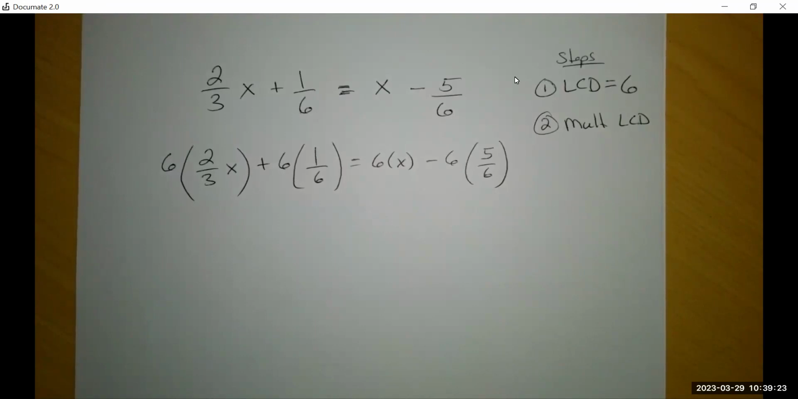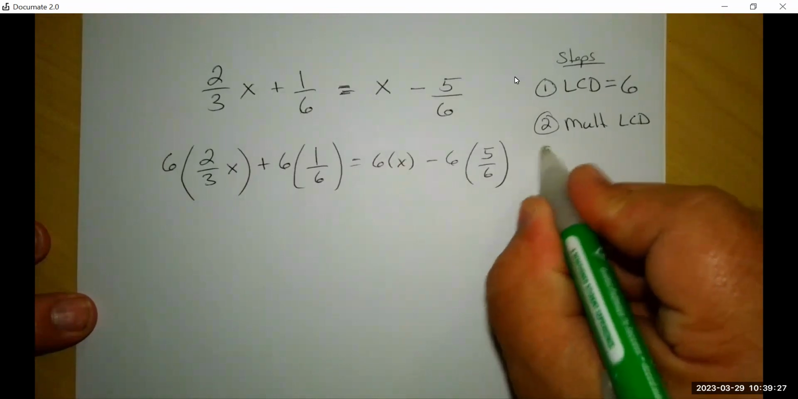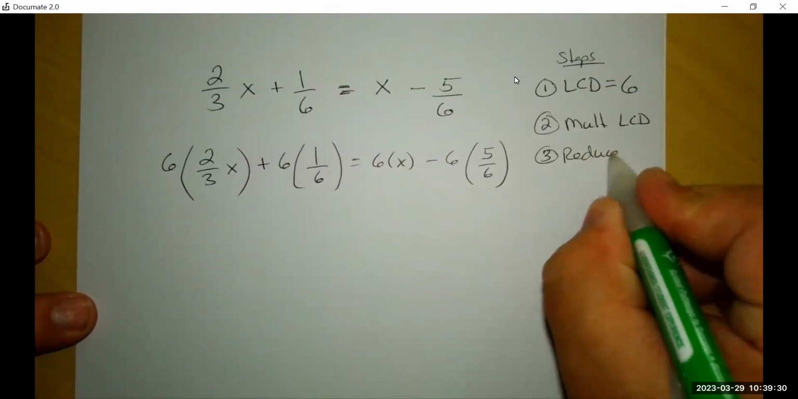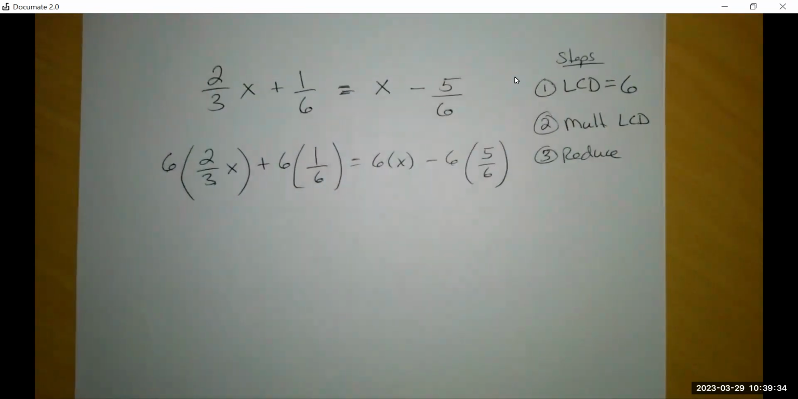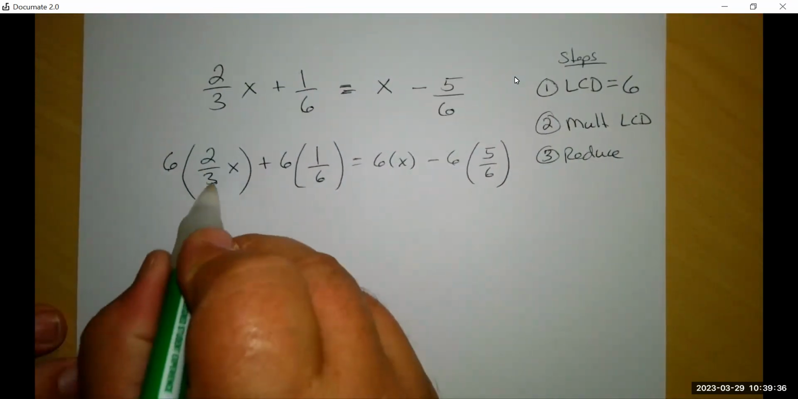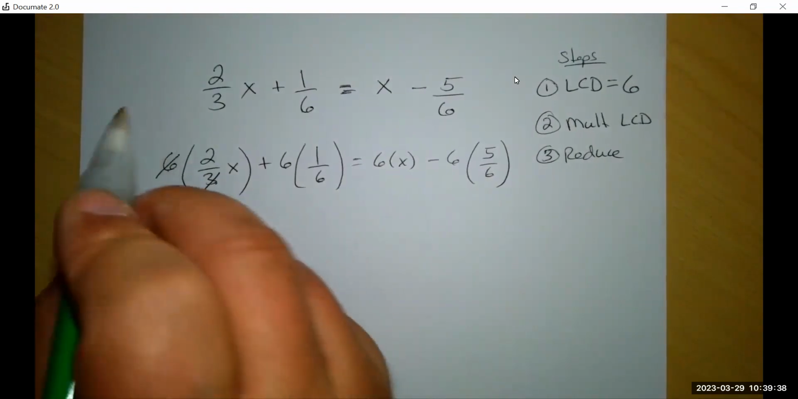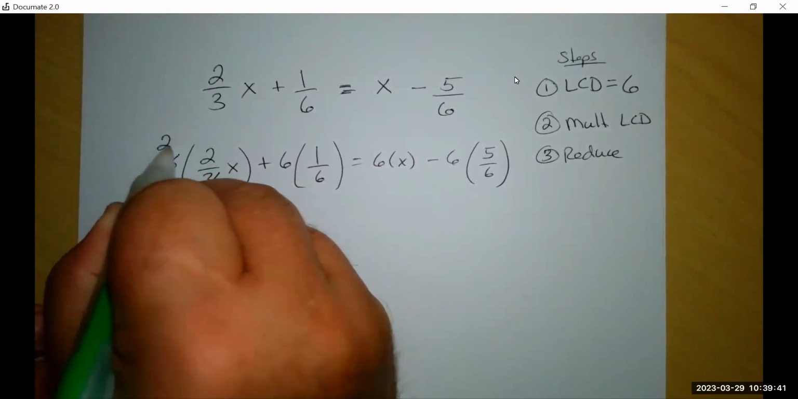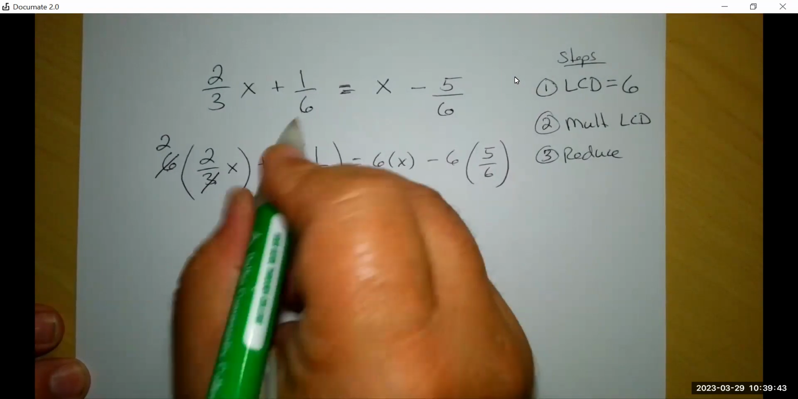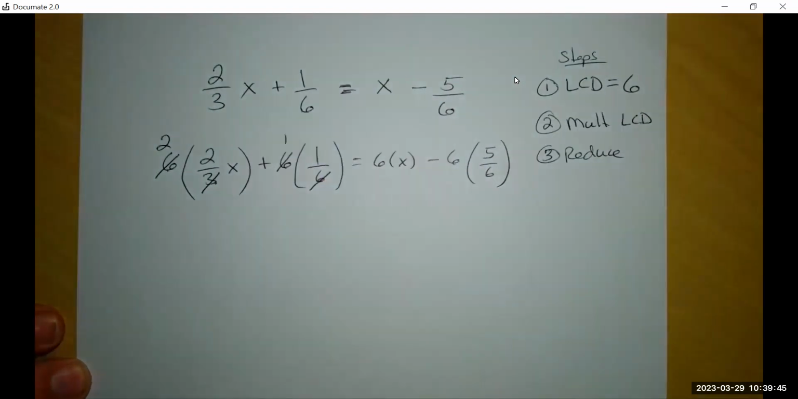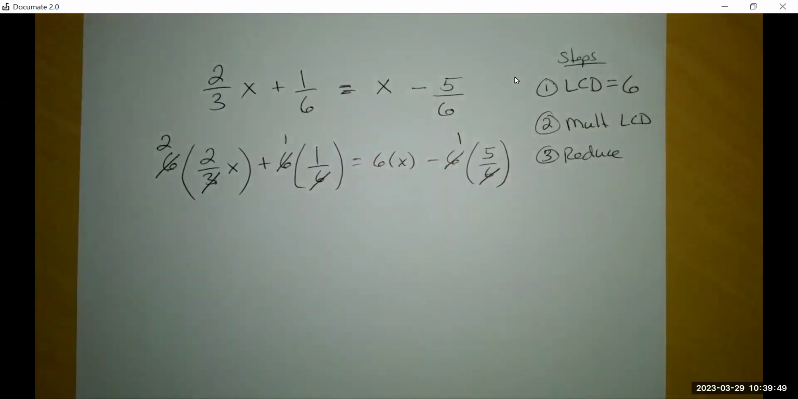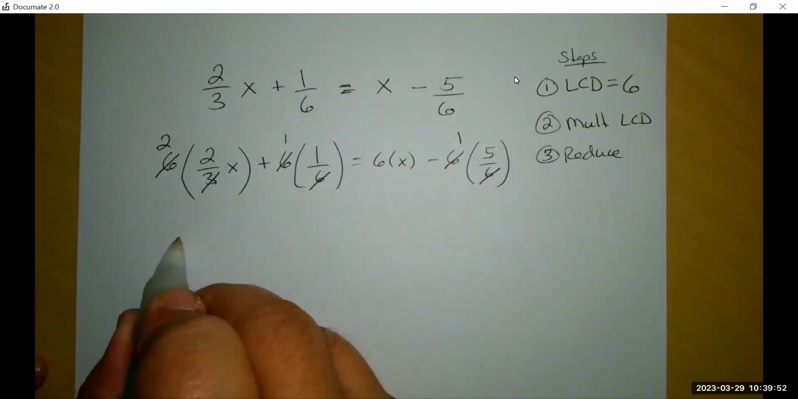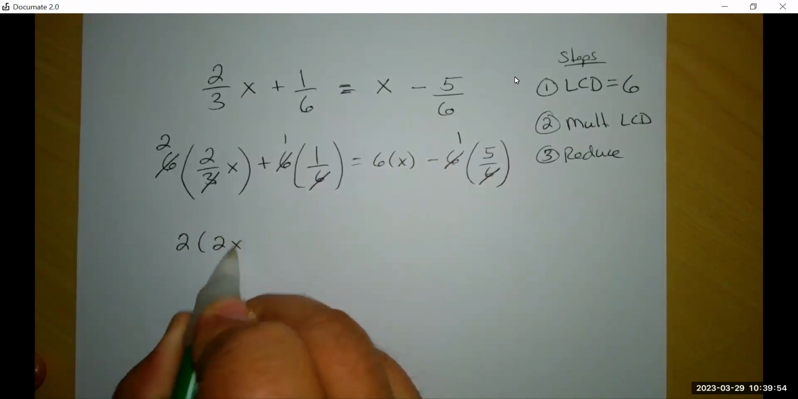What's the third step? Reduce. Very good. So the 3, because the whole purpose is this process gets rid of the fractions. The 3 goes into 6 how many times? 2. The 6 goes into 6 once. The 6 goes into 6 once. So this is what we have left.